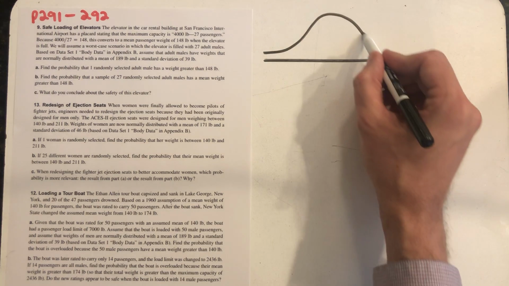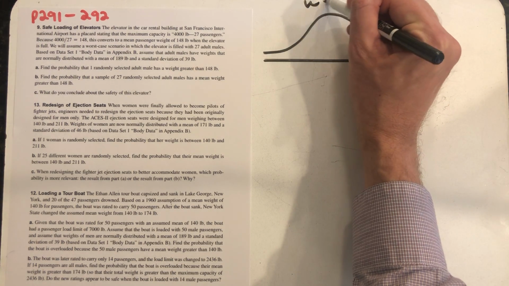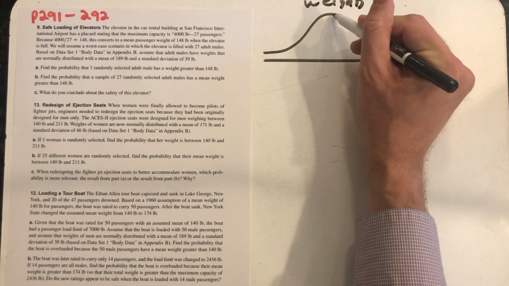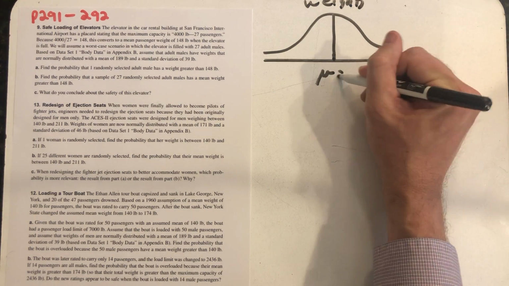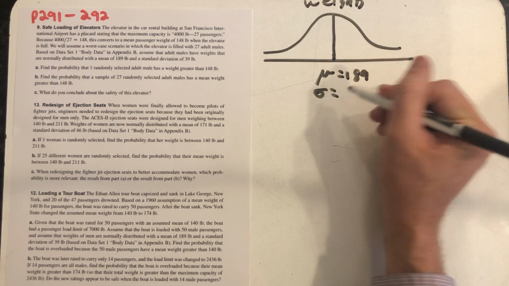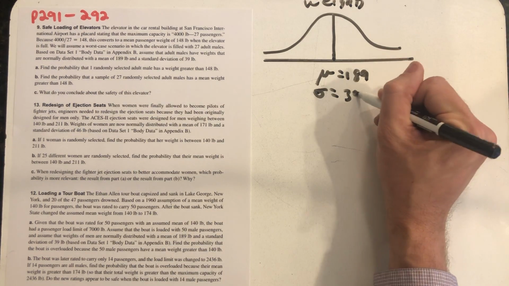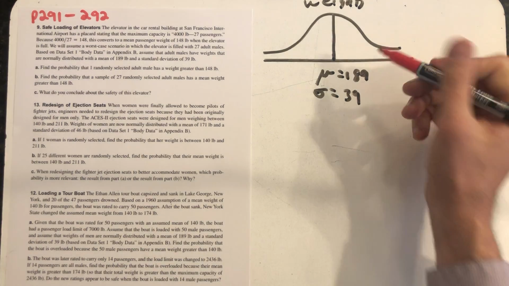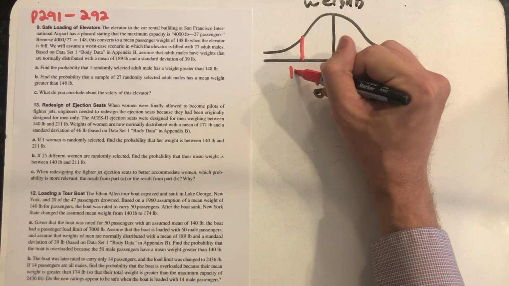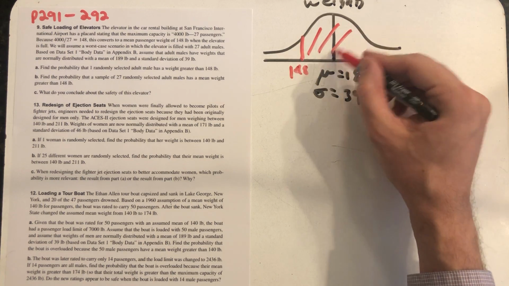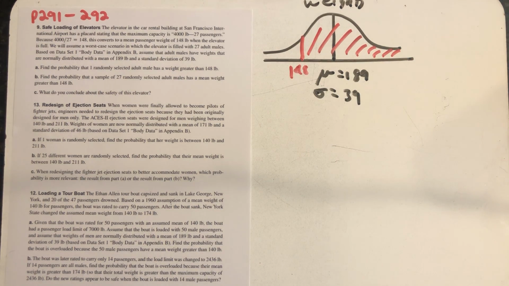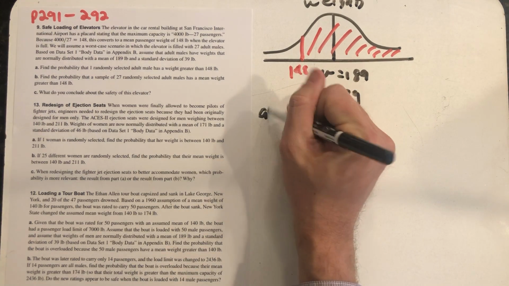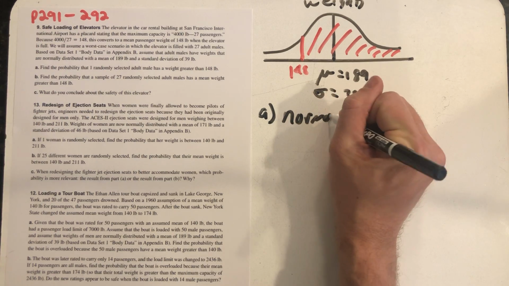So they're telling me to assume that adult men's weights are normally distributed with a mean of 189 pounds and a standard deviation of 39 pounds. Find the probability that one randomly selected adult male has a weight greater than 148 pounds. Well, let's see, 148 is definitely below the mean of 189. We're asked to find a probability of more than, so we're shading to the right in our normal distribution. So here in part A, we'll be using normal CDF in our calculator.